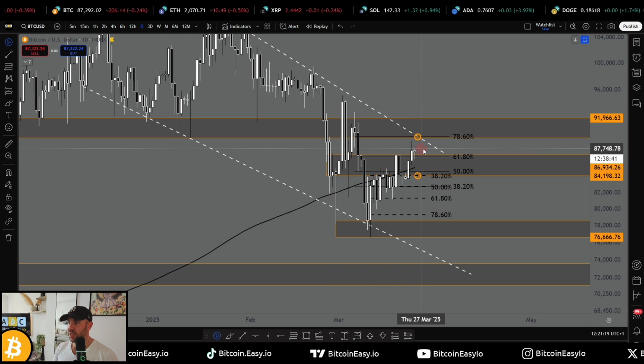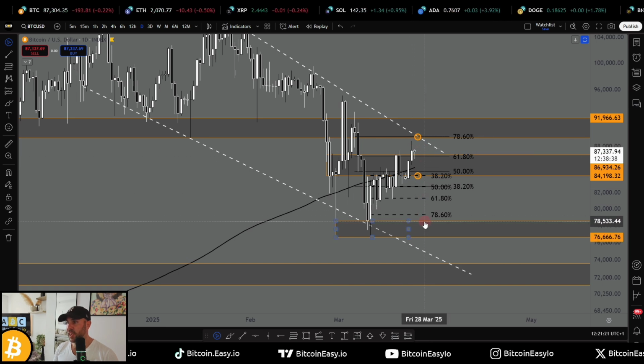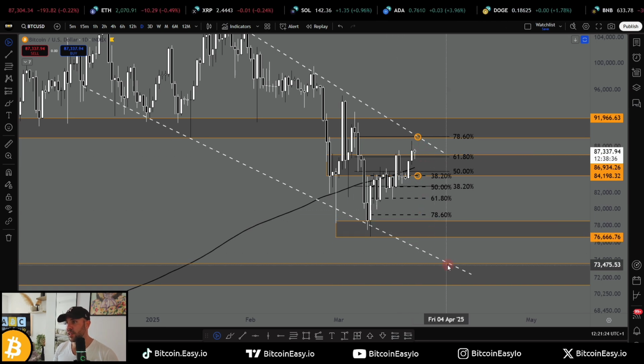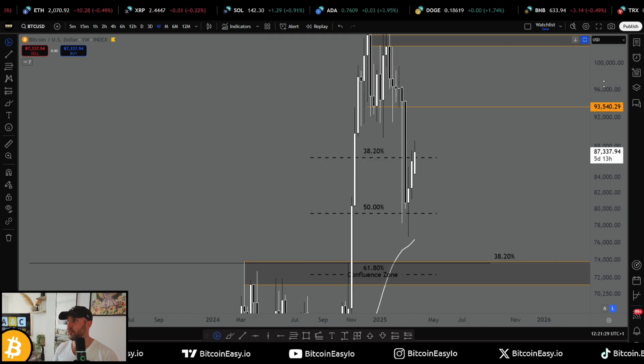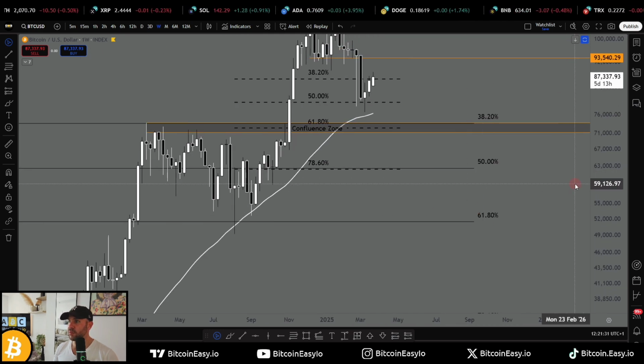So this would of course be a target area for a double bottom formation, but potentially we then go down lower to the 74 and 72k range. The key thing is what we see on the weekly chart, right? Here we see all that support that's waiting for us in this area.